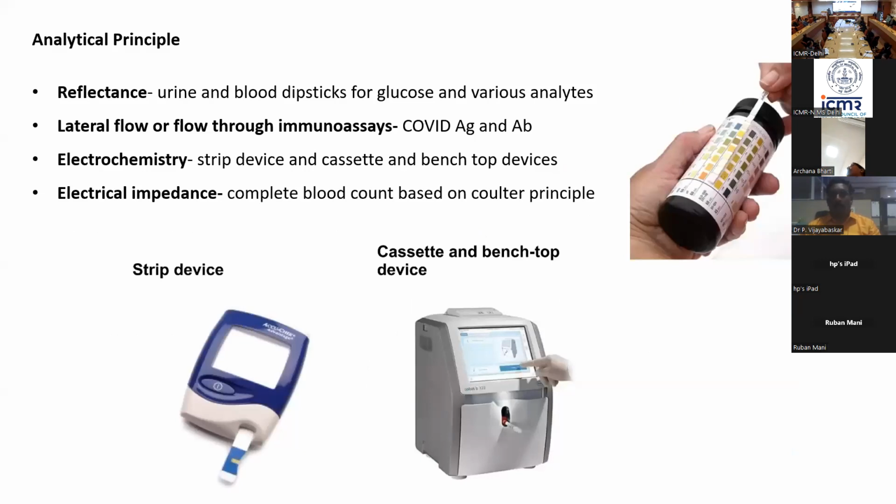So when you come to these basic point of care tests, they basically run on four principles. One is your reflectance. The urine dipstick is an example of this. Then you have your lateral flow immunoassays, your COVID antigen and antibody kits. Electrochemistry is basically the principle of all benchtop devices. And your electrical impedance, an example of this is your complete blood count.